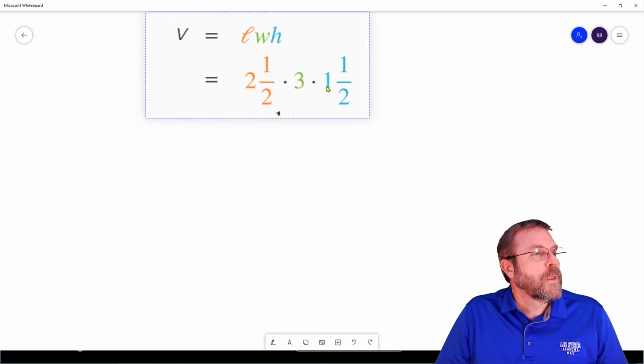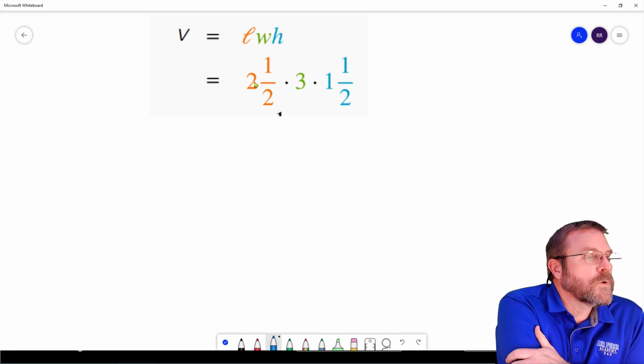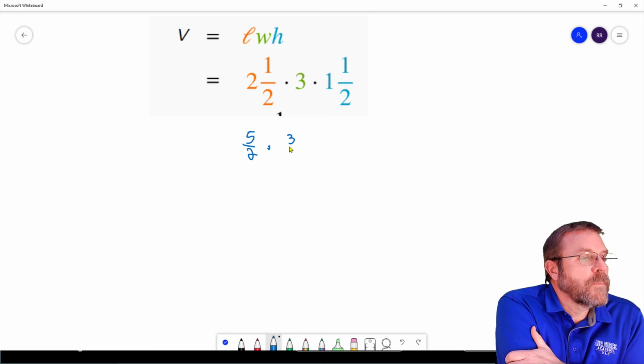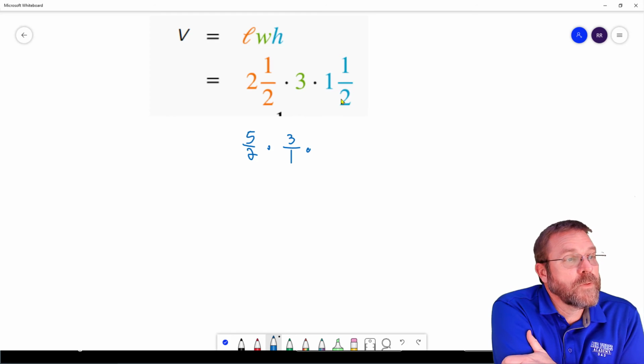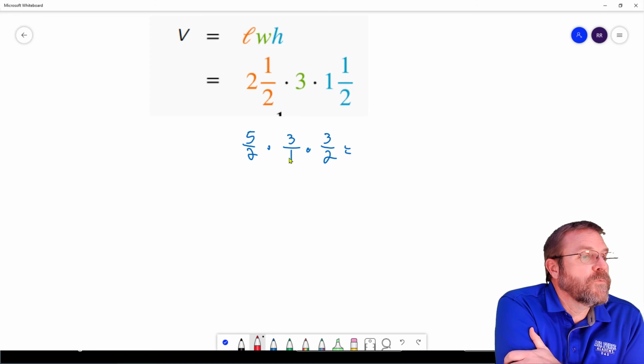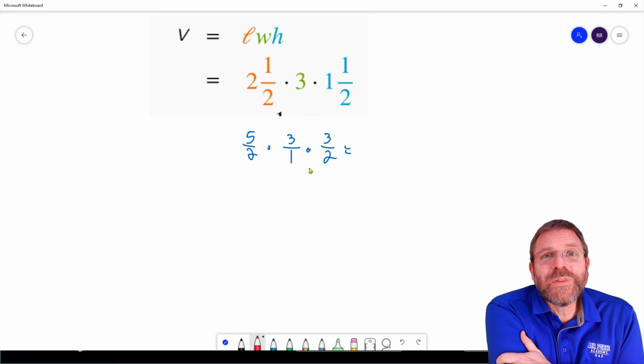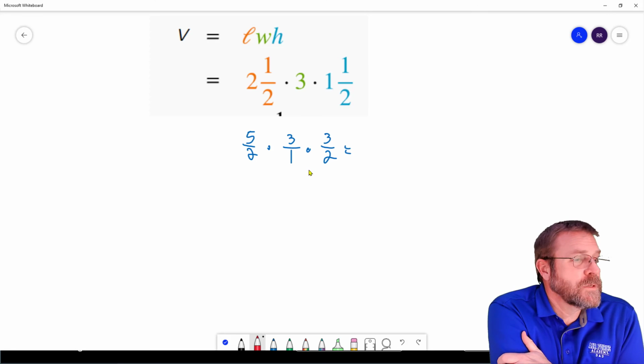There we go. The 2 1/2, I'm going to change that to an improper fraction. 2 times 2 is 4, plus 1 is going to give me 5/2, times that 3, I'm going to make that 3/1, times the 1 1/2, that's 2 times 1 is 2, plus 1 is going to be 3/2. From here, we're going to simplify. What can be simplified? Absolutely nothing. Nothing will simplify here.